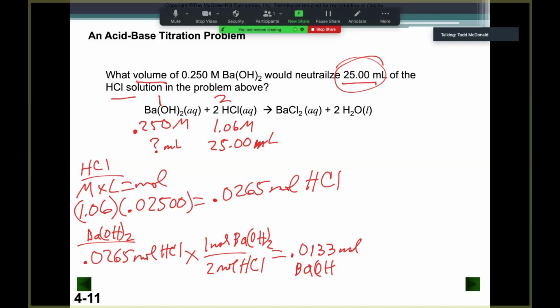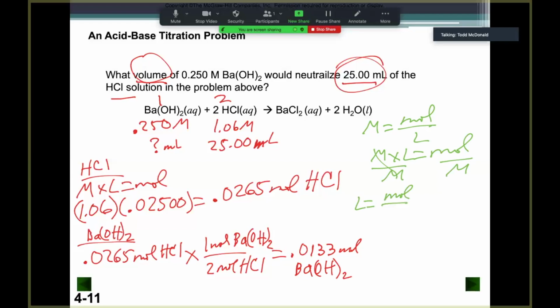Okay. Now, what do I need to find? Where am I going with this? Remember, I'm trying to find volume. So this might take you back a little bit here, but in order to find volume, again, remember our molarity equation is moles over liters. If we cross multiply, we get molarity times liters equals moles. Well, if we wanted to get the volume by itself, liters, we would end up dividing both sides by molarity. And that would give us liters is moles over molarity.